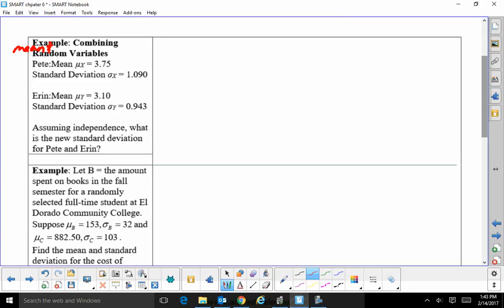Okay, so on this one, let's find the mean and the standard deviation. So assuming independence, what's the new mean and standard deviation for Pete and Aaron combined? What do you want to call this? Like T? Let's call it T. Together. Pete, heart, Aaron. Let's call it heart. So mu sub heart and sigma sub heart.